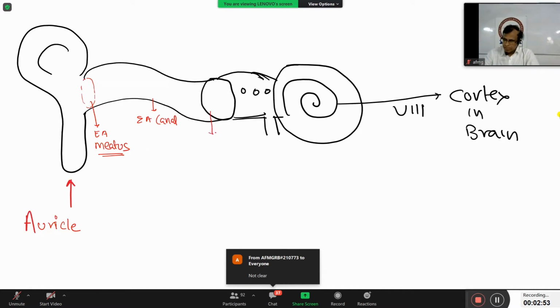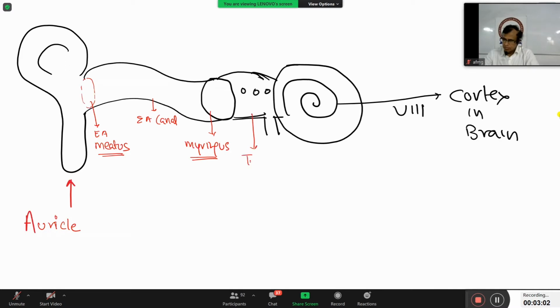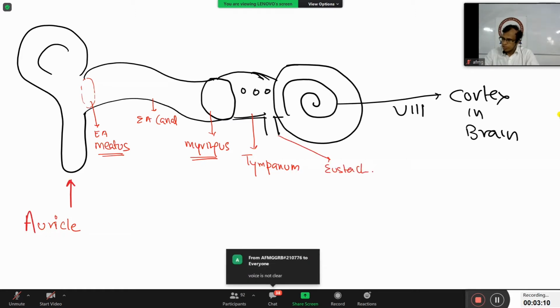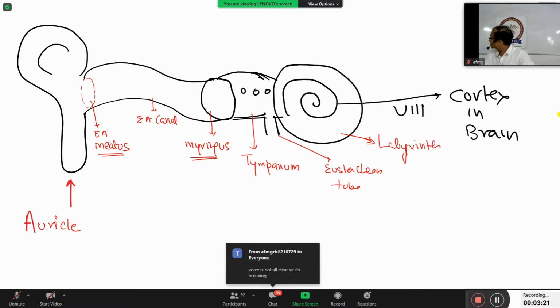This tympanic membrane is also called the myringa, and the middle is called the tympanic cavity. This is the Eustachian tube, and this one is the labyrinth. Okay, so these are the terms that we need to remember.